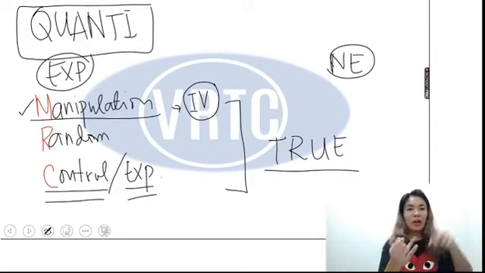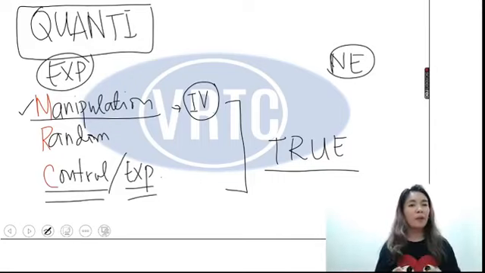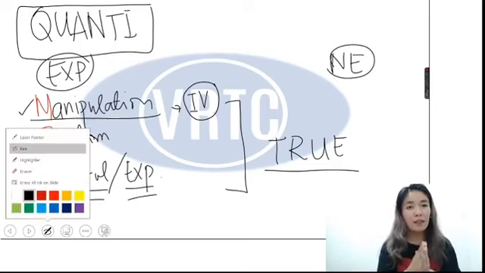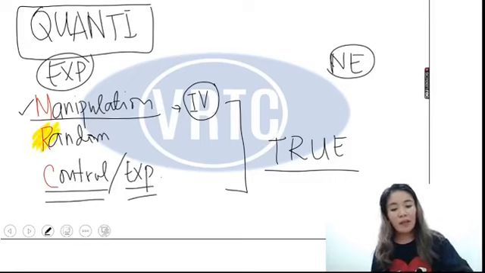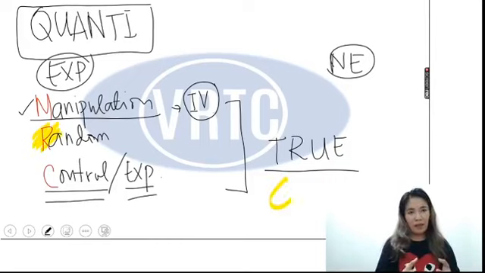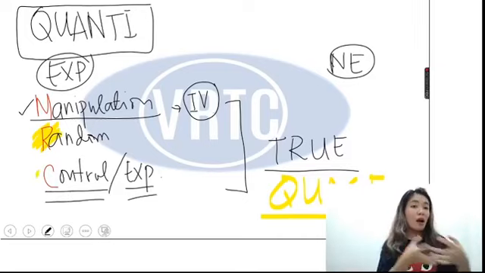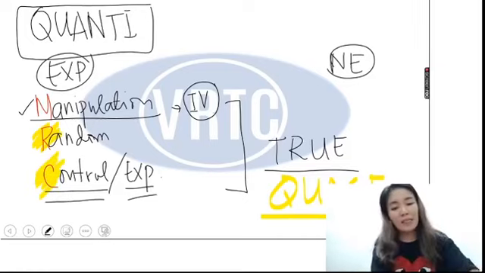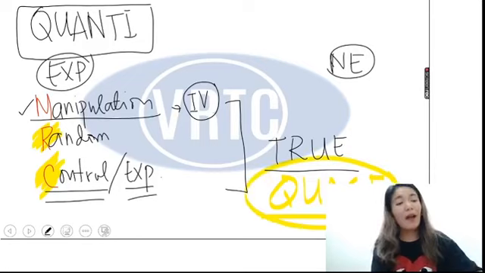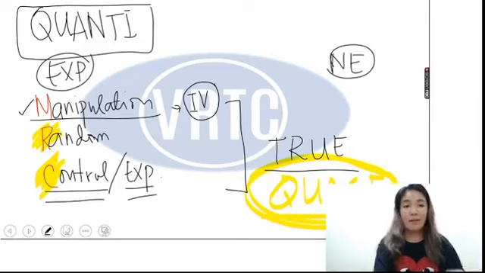So, may manipulation ka, may randomization ka, may control at experiment group ka. Ang tawag dyan ay true experimental research design. Okay? Now, in the event na mawala si randomization, because handpick yung subjects, ang tawag natin doon ay quasi-experimental. Okay? So, nawala si R, quasi. Nawala si C, ang tawag pa rin doon, quasi. Nawala yung dalawa, quasi pa rin.